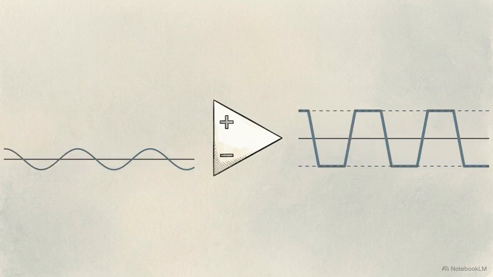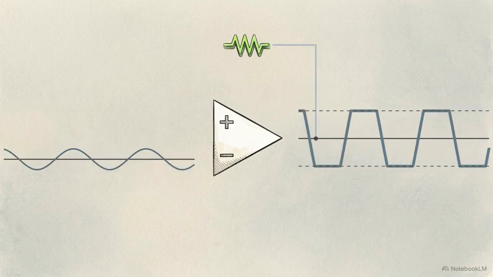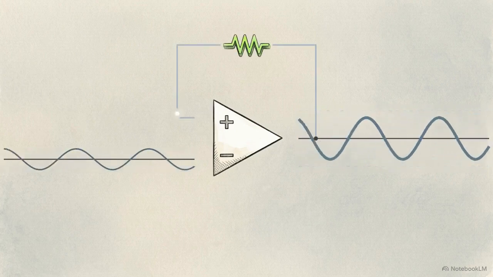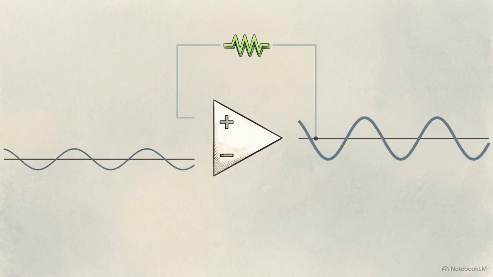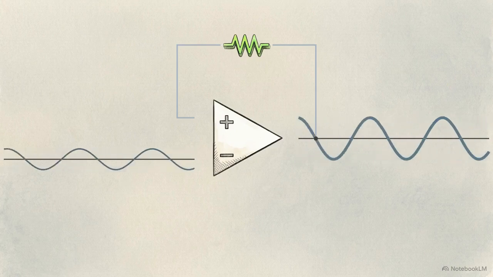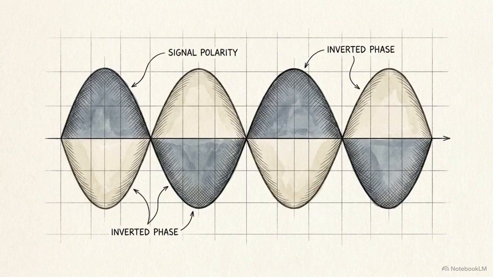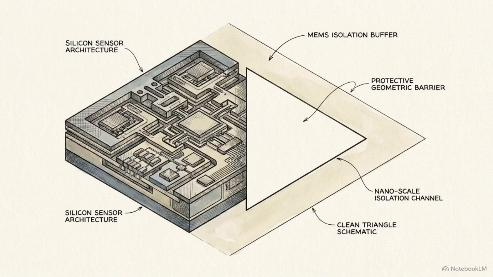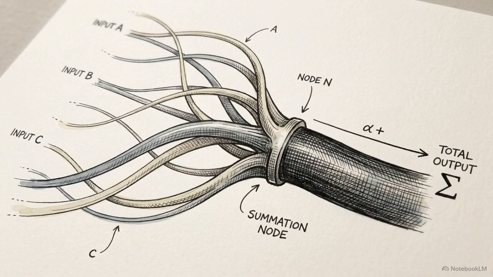By looping a portion of the output voltage back into the negative input terminal, we force the op-amp to continuously self-correct, taming that infinite gain into a precise, manageable multiplier. With that stability locked in, the op-amp can perform exact linear math. It can invert signal polarity, act as a voltage follower to buffer delicate circuits without drawing current, or sum multiple voltages together into a single output.